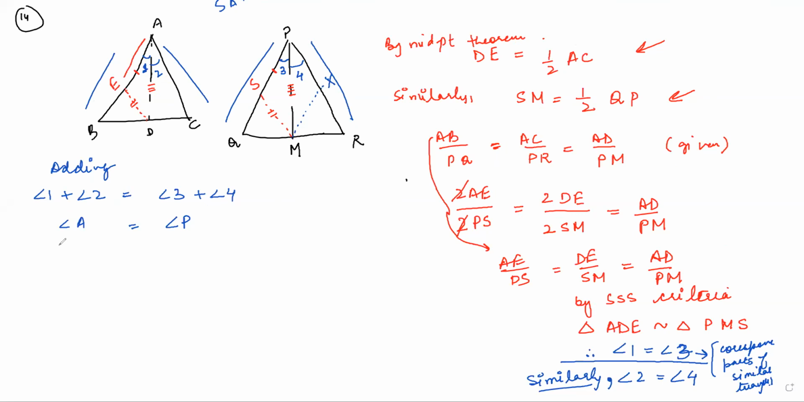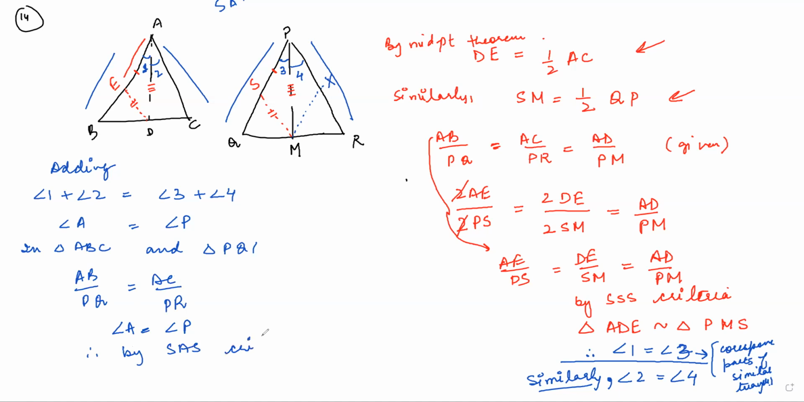So now we take in triangle ABC, the whole triangle, and triangle PQR. So what do I have now? This much was given, that AB by PQ is equal to AC by PR, and angle A is equal to angle P, SAS, right? So by SAS criteria, triangle ABC is similar to triangle PQR, right?